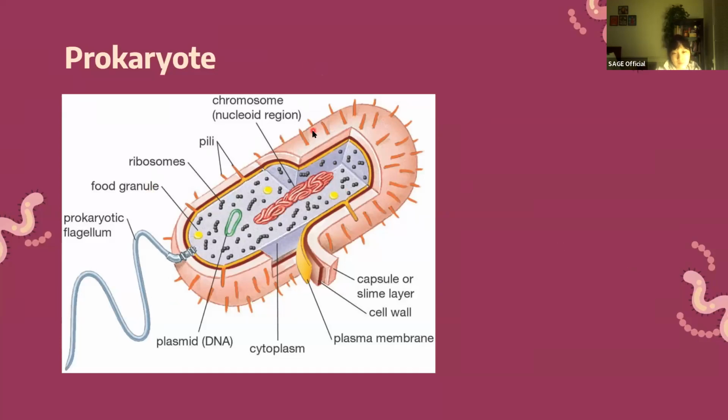So you have this prokaryote over here, and basically the few things that you need to remember are, first, we have the cytoplasm, which is where everything is suspended. Then we have the plasma membrane, which is like, if the cytoplasm was water, the plasma membrane would be like a cup.